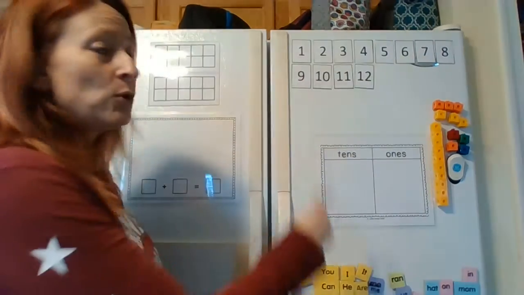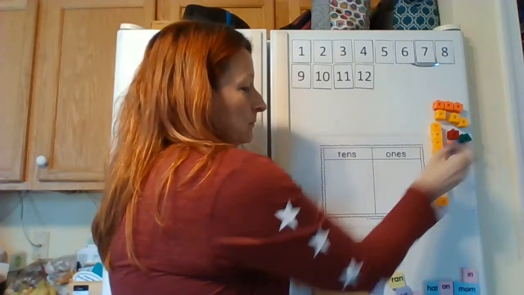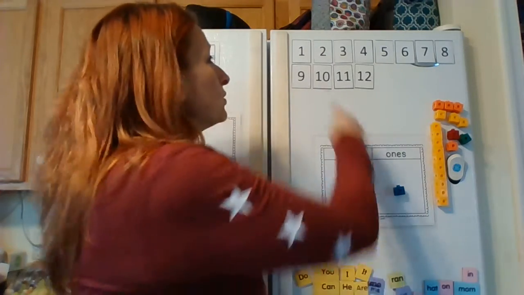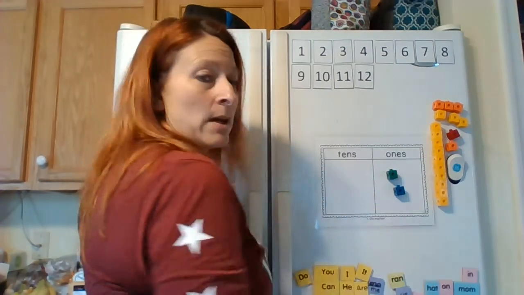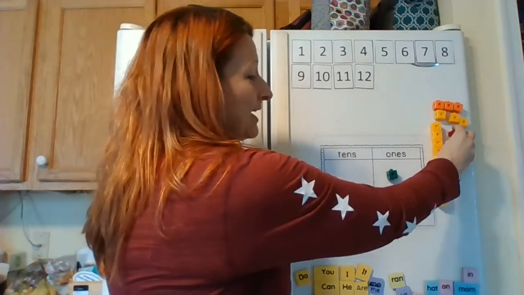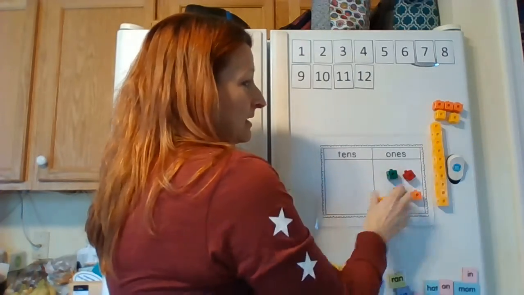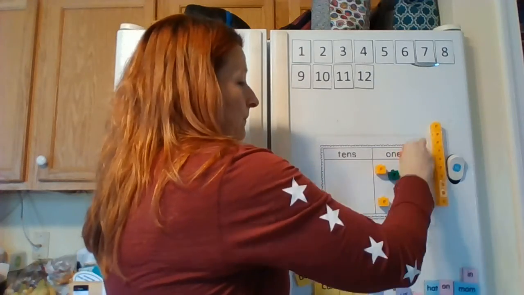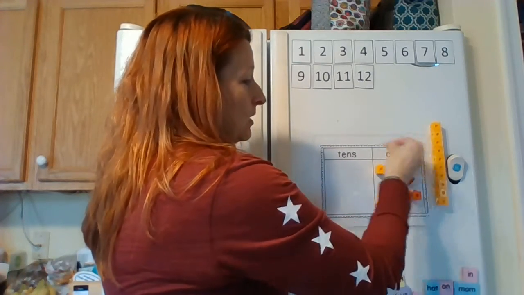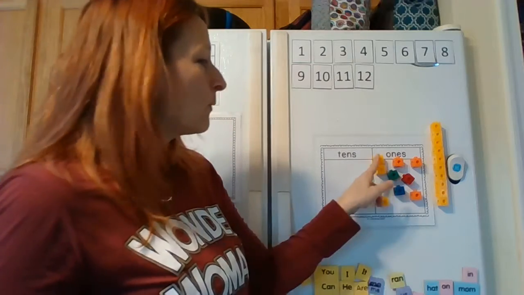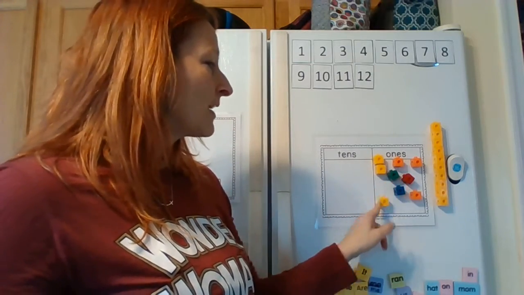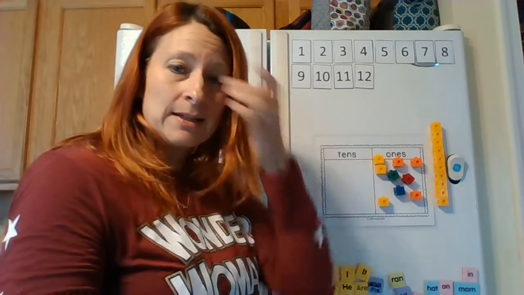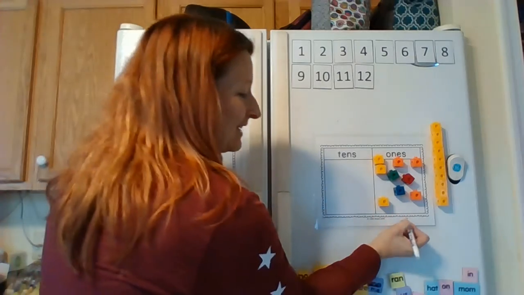So if I wanted to show you 1, there's 1. If I wanted to show you 2, all the way up to 9. So when I get to 9, we get 9 cubes. So we go 1, 2, 3, 4, 5, 6, 7, 8, 9. So I would write the number 9 here.